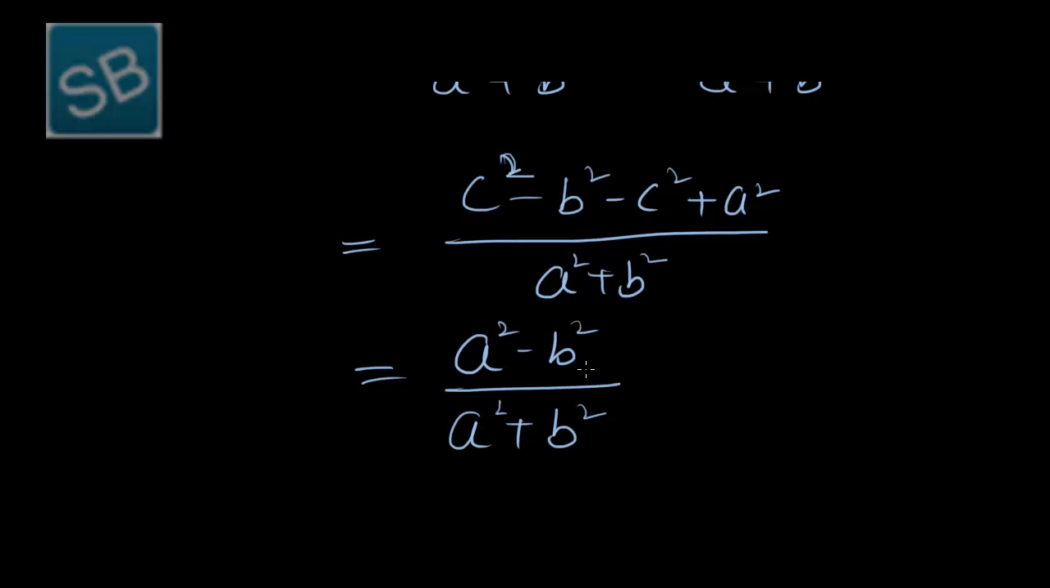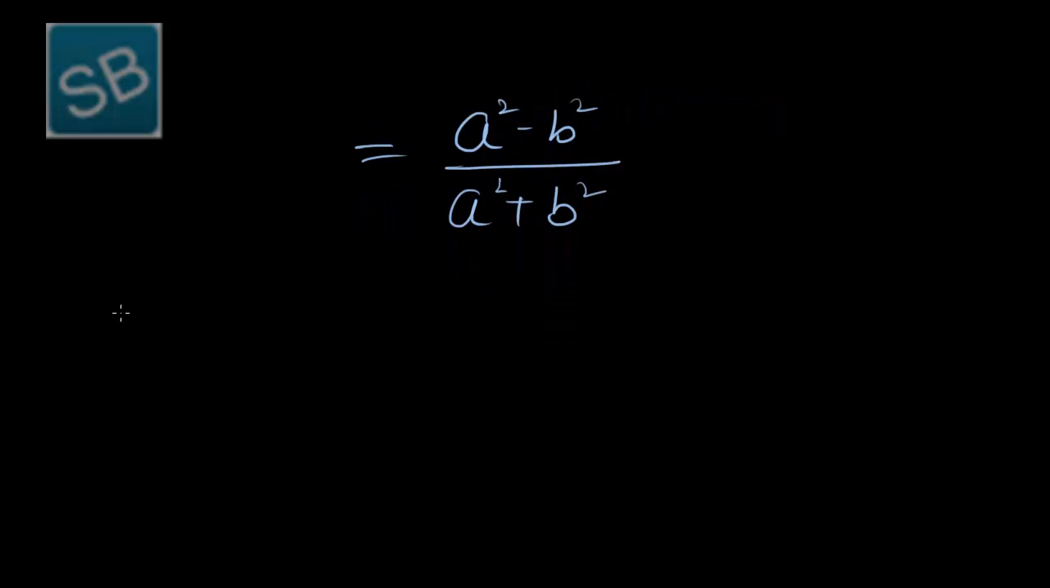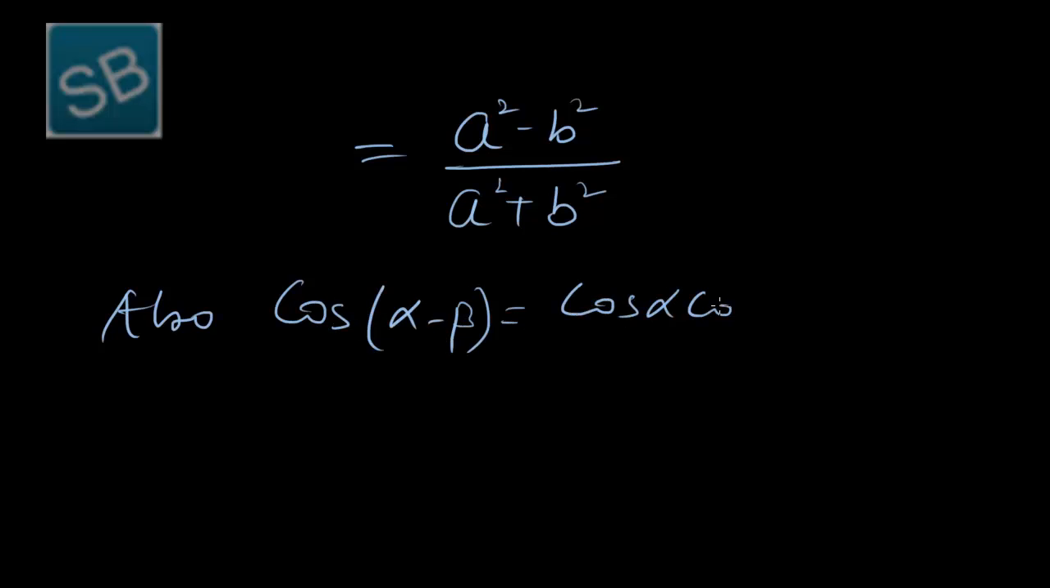So this is our required answer, and if we have to find out cos of alpha minus beta, we can also find it out by using cos alpha cos beta plus sin alpha sin beta.